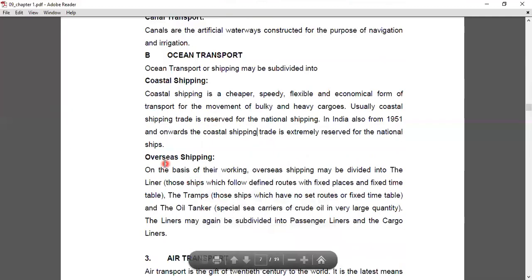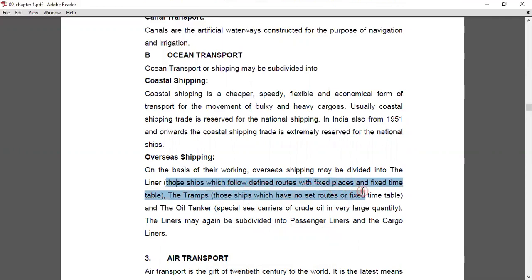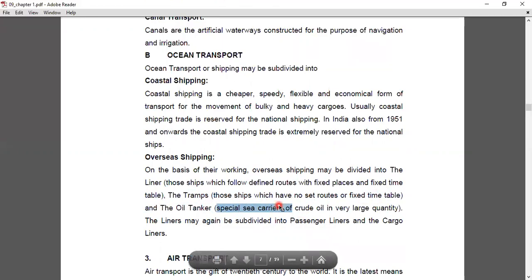The second one is overseas shipping. On the basis of their working, overseas shipping may be divided into the liners, those ships which follow a defined route with fixed ports and a fixed timetable; the tramps, those ships which have no set routes and no fixed timetable; and the oil tankers, special sea carriers of crude oil in very large quantities. Okay, the liners may again be subdivided into passenger liners and cargo liners.